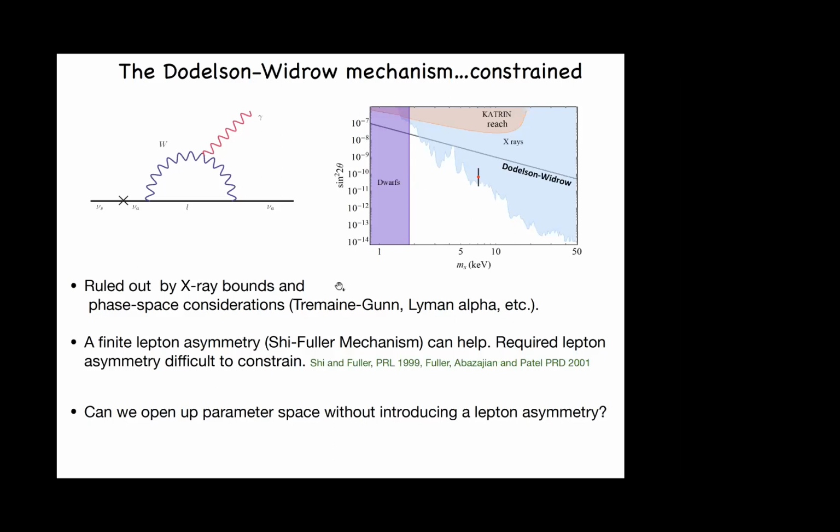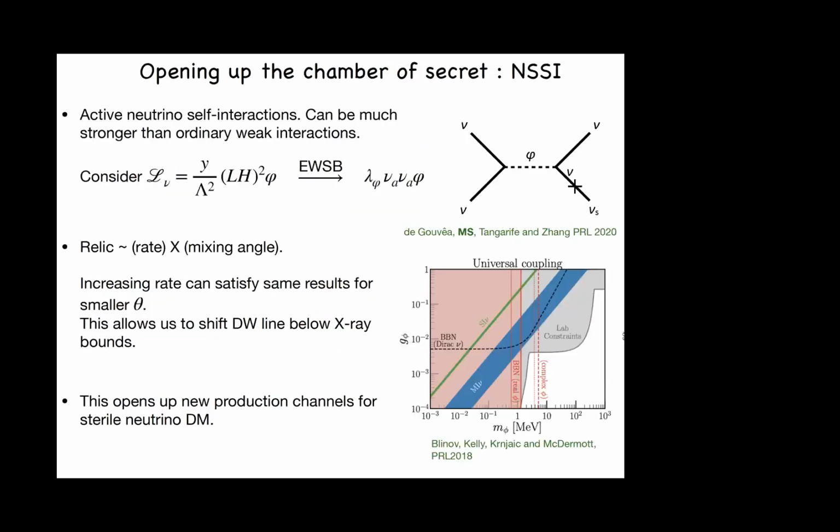So then the question that we want to address in this work is, can we push this line further below without introducing a finite lepton asymmetry? Are there other new sources of physics that can do this? Now, this is where we start introducing these neutrino self interactions. As I said, these neutrino self interactions are essentially not very well constrained.